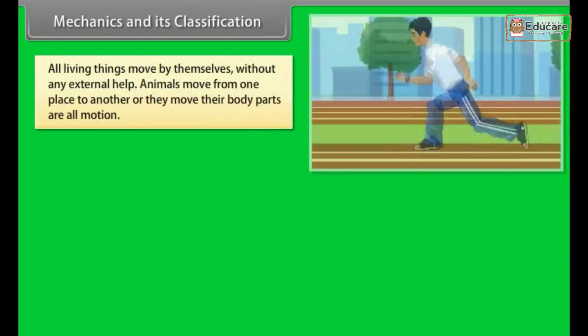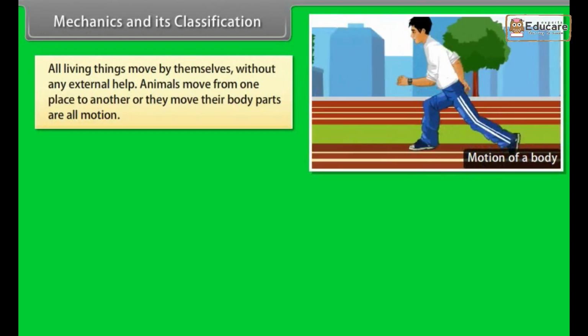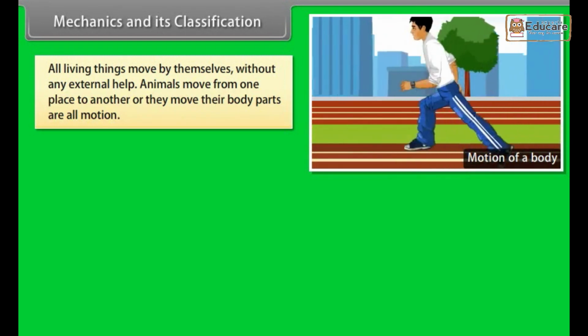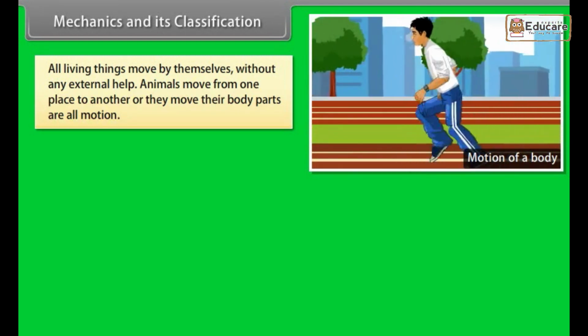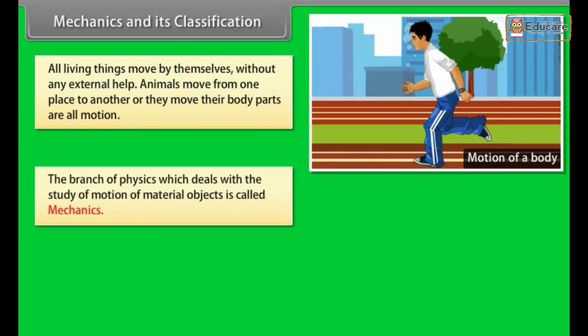Mechanics and its classification. All living things move by themselves without any external help. Animals move from one place to another, or they move their body parts, are all motion. The branch of physics which deals with the study of motion of material objects is called mechanics.